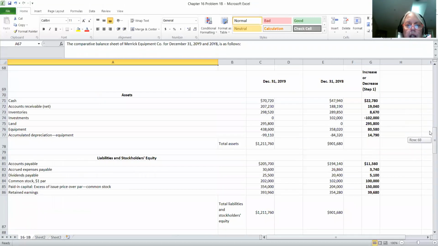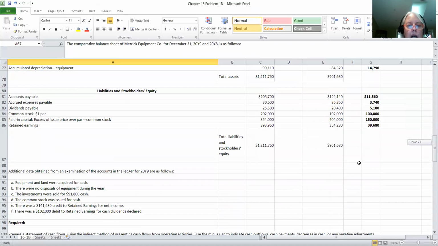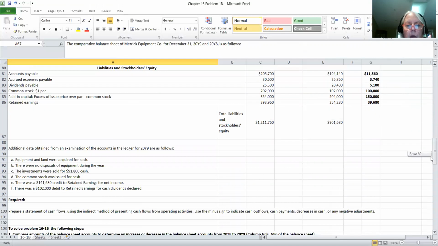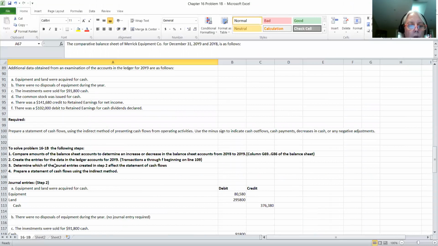So basically what I did is I copied from 16.1b in Cengage the balance sheet that they gave us for 2 years. This is a comparative balance sheet here. I copied that into my Excel spreadsheet, and I also copied the additional data that was given in this problem. Under the requirements, the only thing they want you to do is to prepare a statement of cash flows.